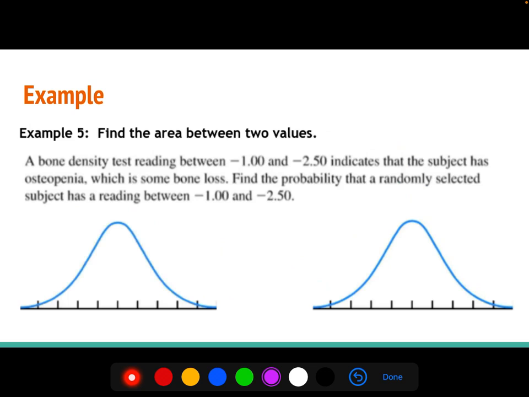Okay, what if we want the area between two values? This one's a bone density test reading between -1 and -2.5. That indicates that they have osteopenia, which is some bone loss. So we need to find the probability that somebody has that. Find the probability that somebody's between -1 and -2.5. So here's -1, -2, -3. So we want to know who is between here.